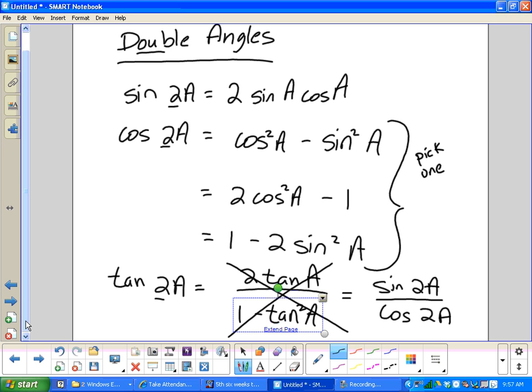That's all for cosine 2A. So there are three formulas for it.